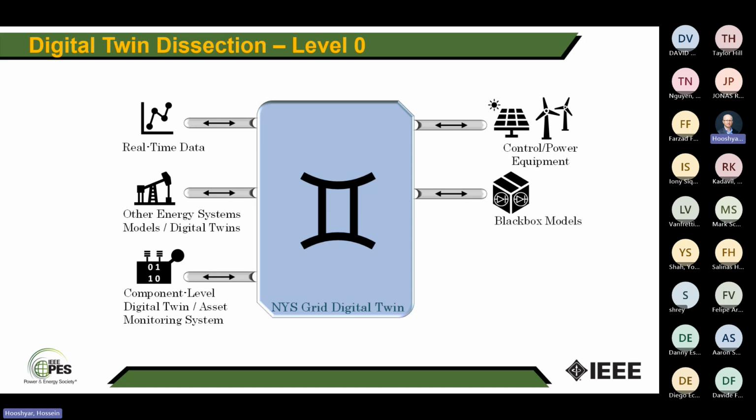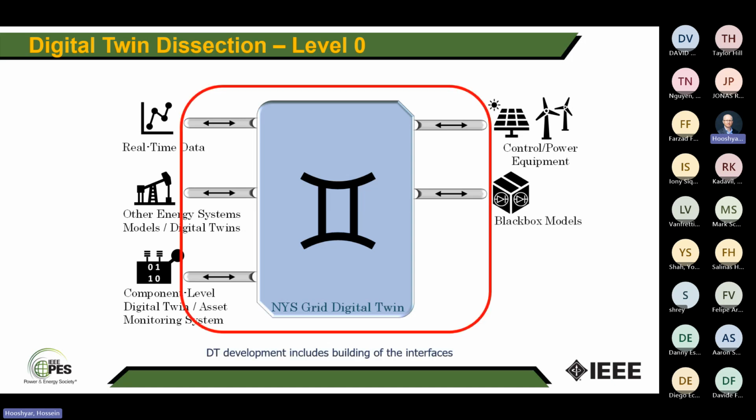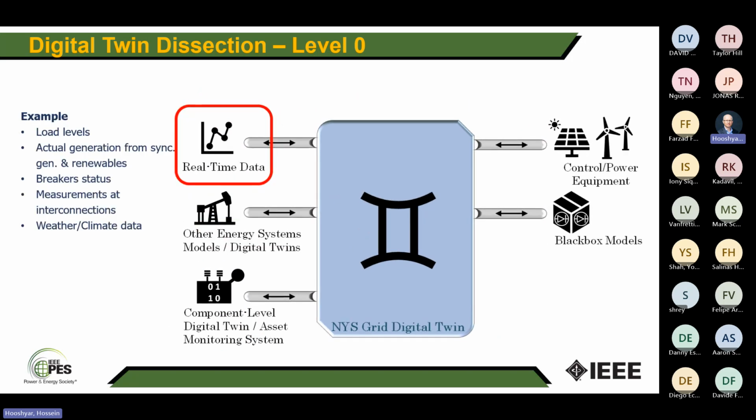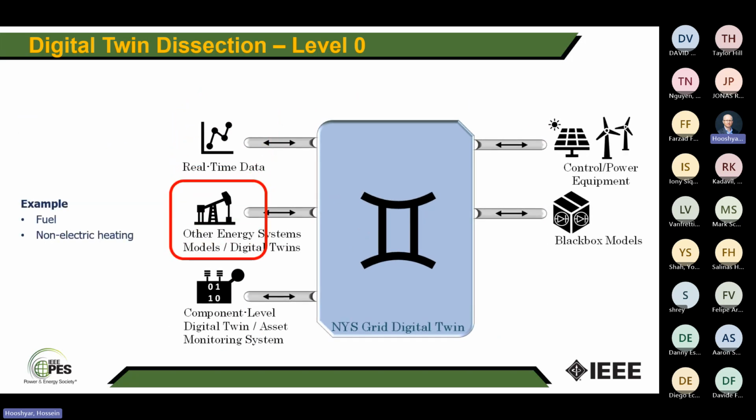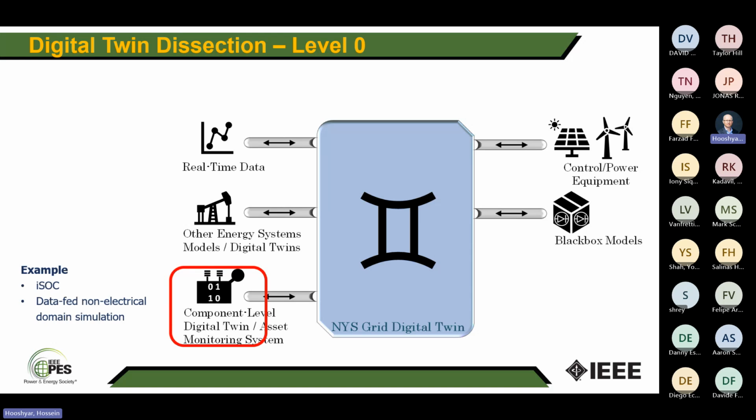systems. So for example, it requires the real-time data. This might be the data that we can bring from our control room, the breaker status, load levels, dispatch of the generations, as well as weather data. It can interface with the digital twin or models of other energy systems if we have any. I just remembered that I have animations for it. And also with the component level digital twin.